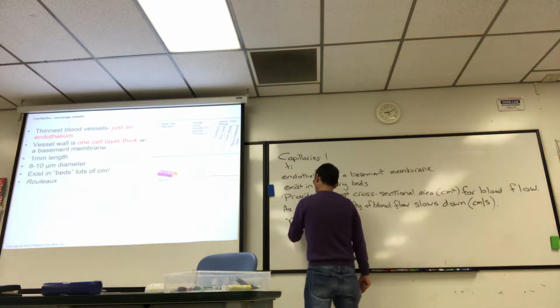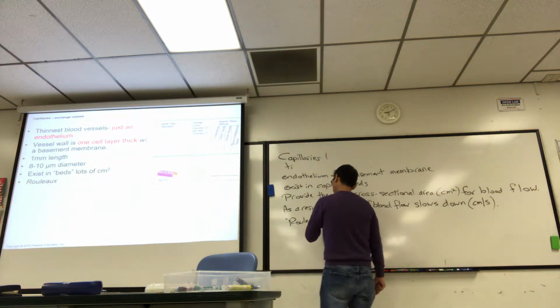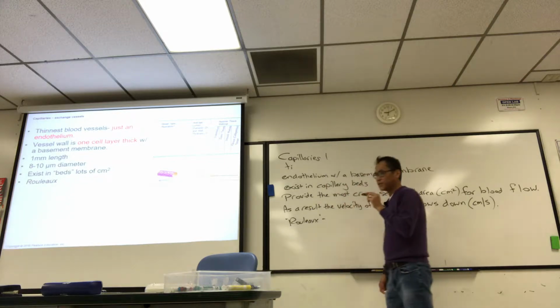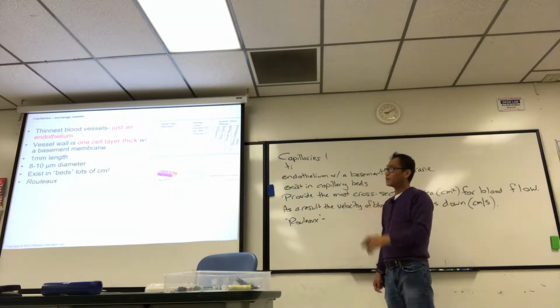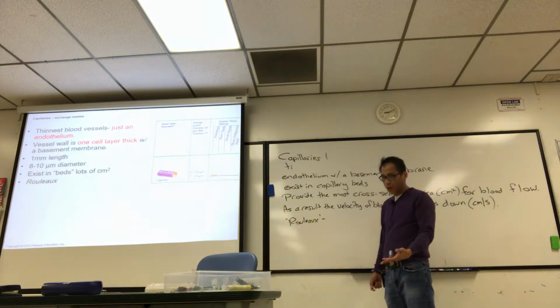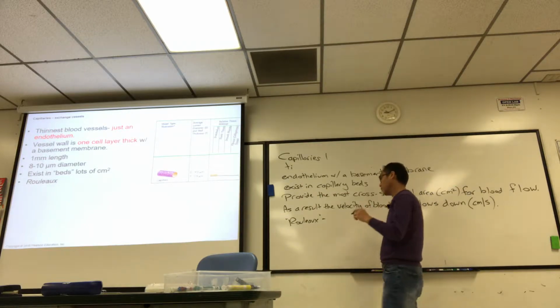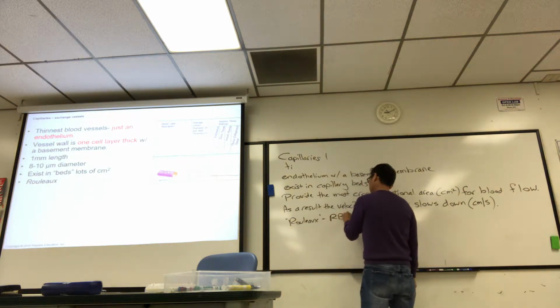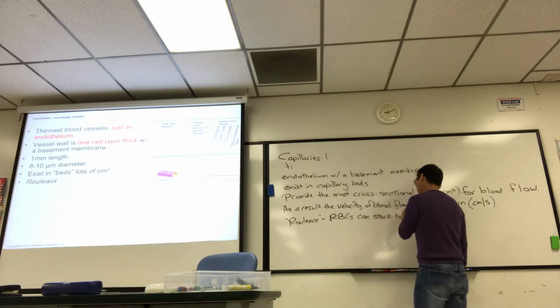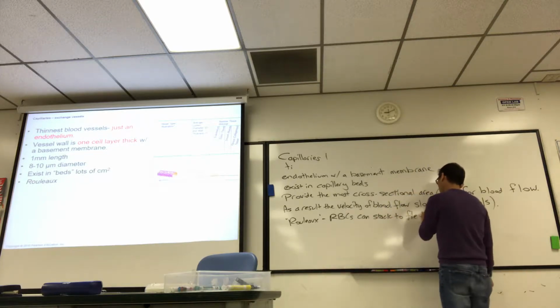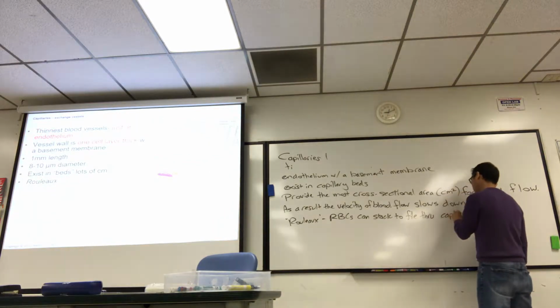The other thing I have there is rouleau. That word refers to the ability of RBCs to stack single file as they flow through individual capillaries. Because the diameter of the capillary is about the diameter of a blood cell, the blood cells can only go through one at a time, single file. RBCs can stack single file through capillaries.